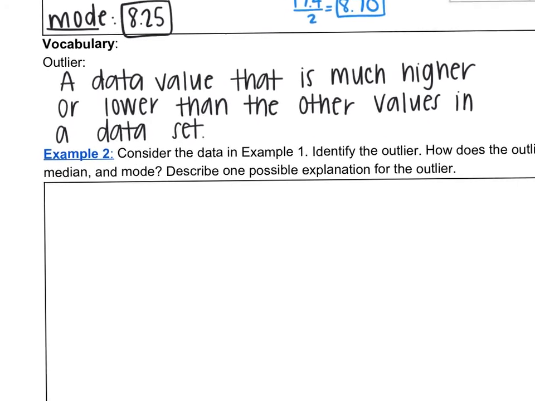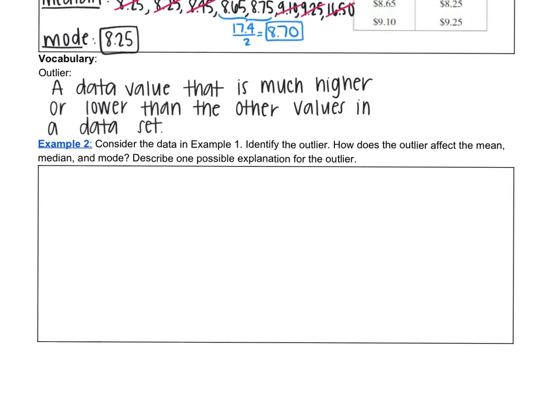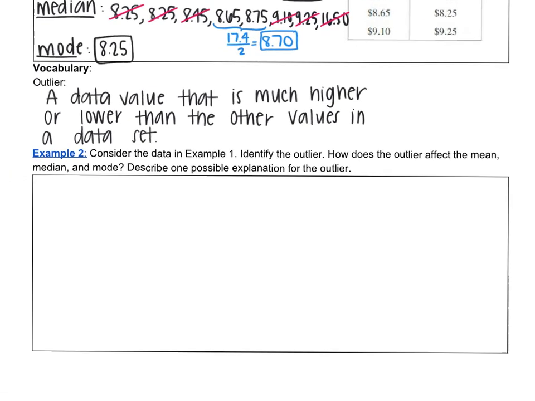So in example 2, it says, consider the data in example 1, identify the outlier. How does the outlier affect the mean, median, and mode? And then describe one possible explanation for the outlier. So the outlier, if I take a look up here at this data, is one that's either much higher or much lower than all the others. In this case, it's the 1650. So let's write that down really quick.